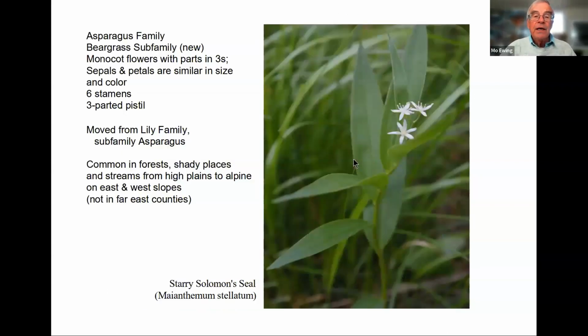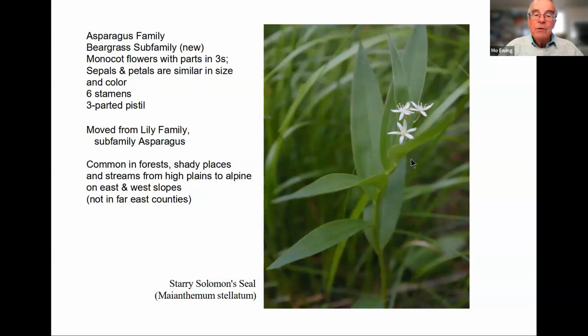So the kind of thing you're going to see here is starry Solomon seal, Maianthemum stellatum. It has green and black striped berries, changing to deep red berries in the fall. It's common in forests and shady places and streams from the plains to the alpine. It's in the asparagus family, but in the beargrass subfamily of the asparagus family. And the key words there are monocot flowers. Remember the leaves with the parallel veins.